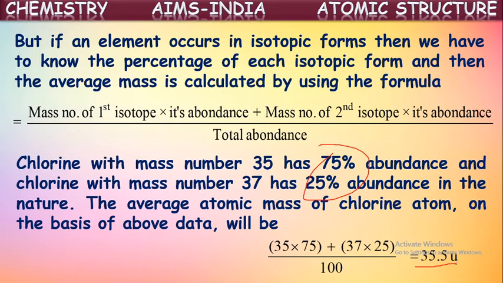So atomic weight is nothing but average atomic mass. It might be in fractions or decimals, but mass number will always be a whole number.